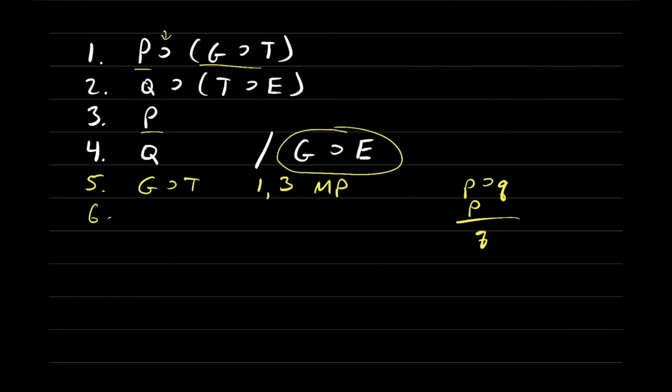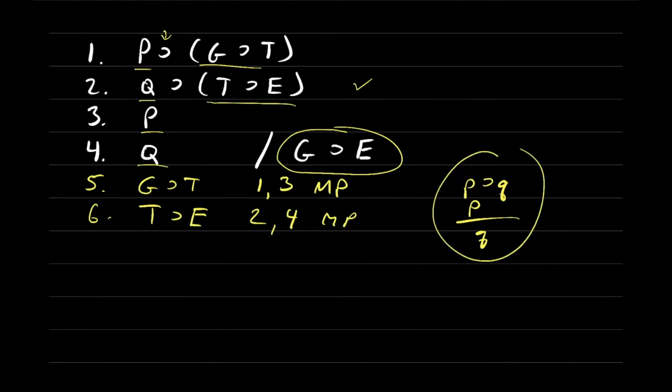So what I notice next is that line 2 right here tells us that if Q is true, this expression in parentheses has to be true. T implies E. But line 4 down here tells us that Q is actually true. From those two things, we can conclude that T implies E. And that follows from line number 2 and line number 4 by the same rule, Modus Ponens. If P, then Q, P, therefore Q.